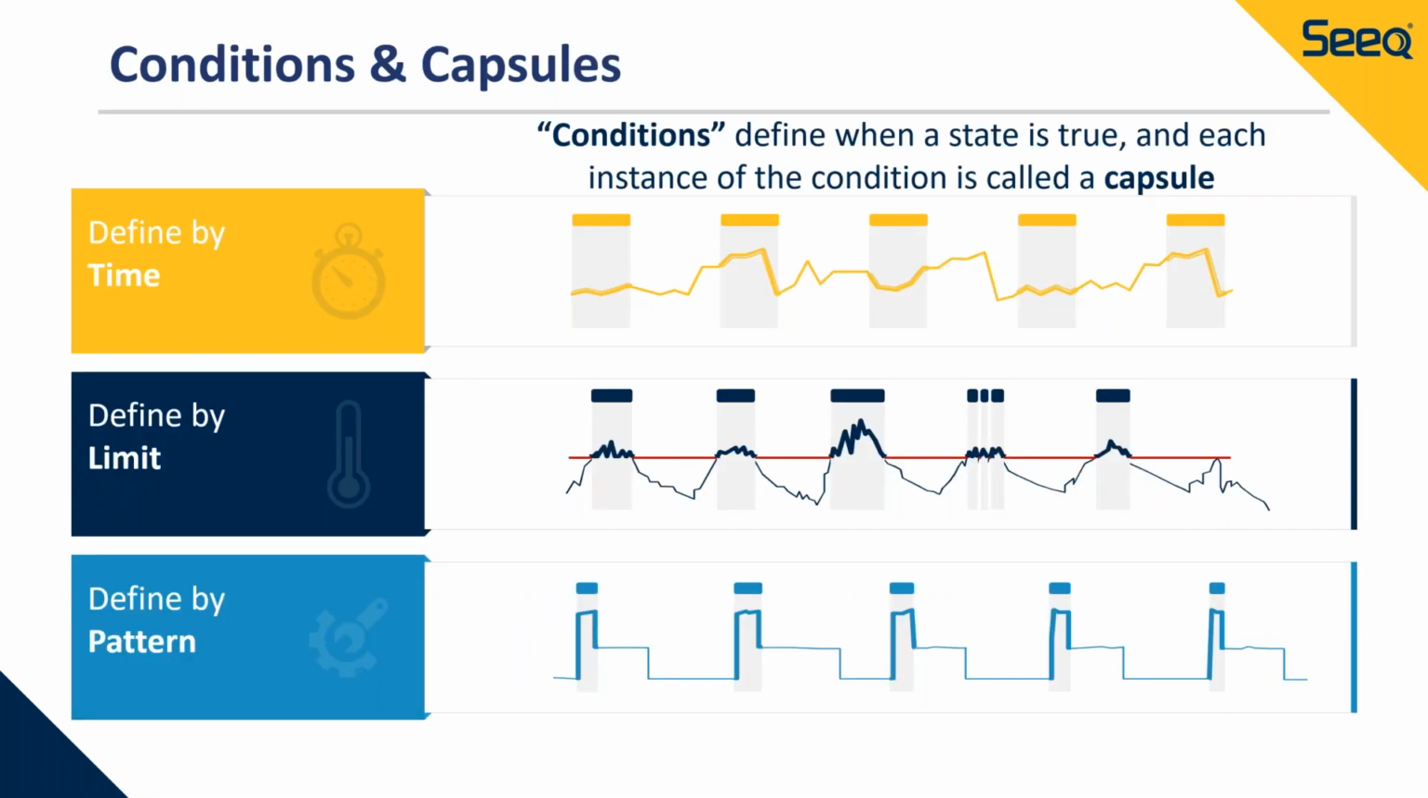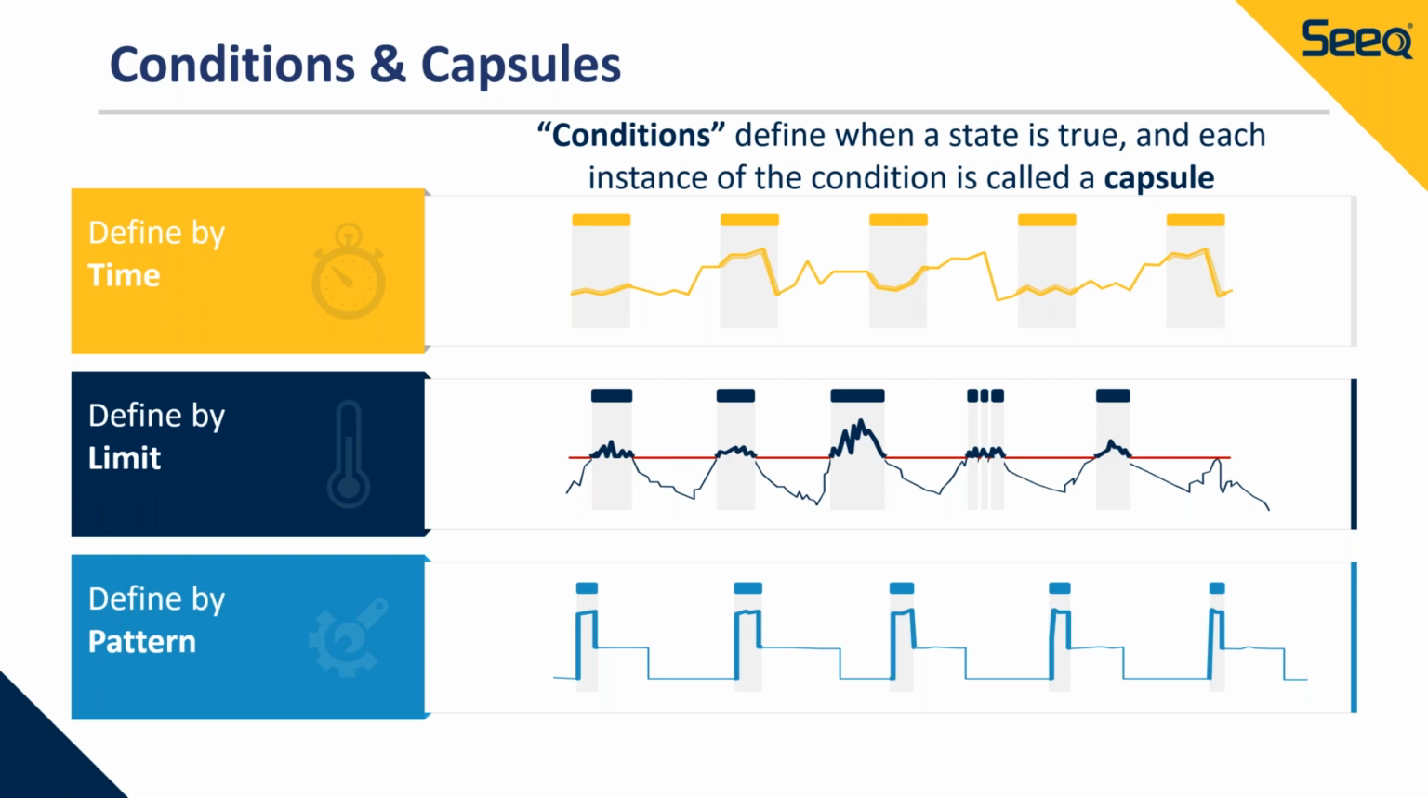One last thing before we jump into our first demonstration that I just want to discuss is key to Seek. It's the idea of conditions and capsules. This is a key functionality that makes this particular water filtration use case so easy and scalable in Seek. Essentially, a condition is a time period of interest. Every instance where that condition is true is called a capsule. So the idea of capsules and conditions is a key fundamental piece to any user's experience in Seek.